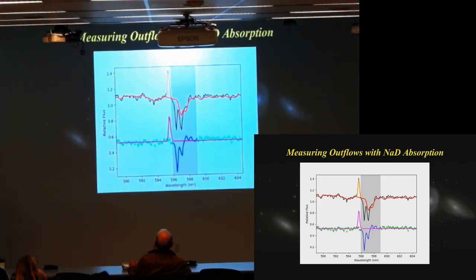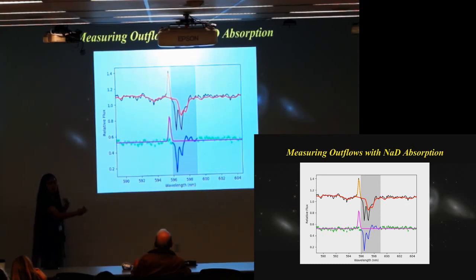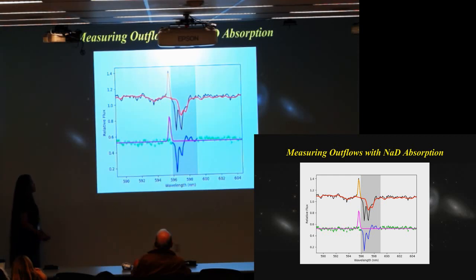So how did we measure outflows? What we did was we took the sodium D absorption doublet. This is a spectrum. The black is the real spectrum, and the red line is a fit to the stellar part of the spectrum. I've only zoomed in on the sodium region, but you can do full spectral fitting on the full spectrum. And what you get is a fit to the stars that looks like this.